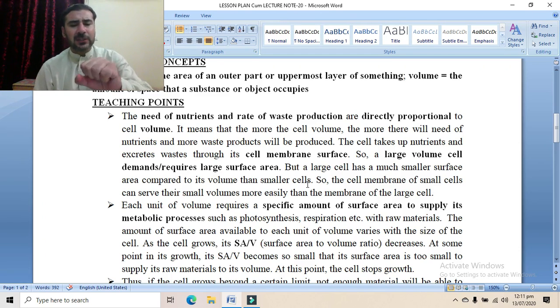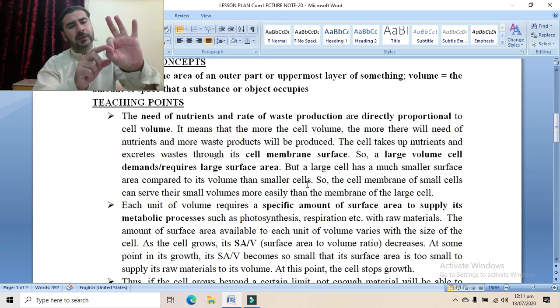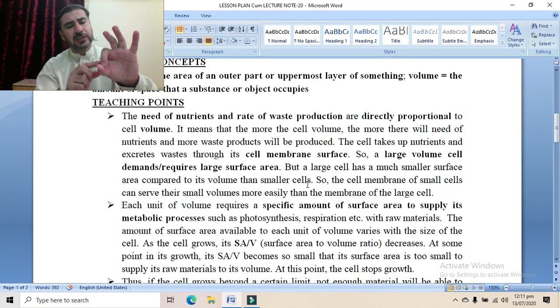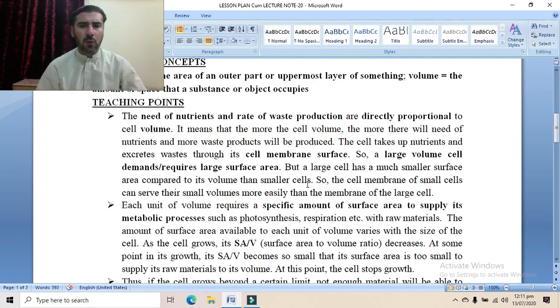While for the small cells, suppose we take this small cell, this surface area is large as compared to the internal volume. The volume is less, but the surface area is large. So this large surface area of this small cell can easily fulfill the needs of its internal volume.